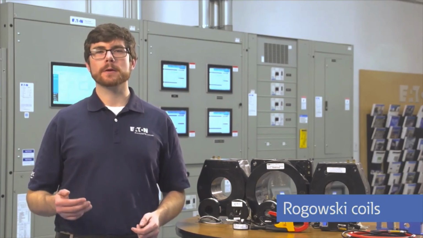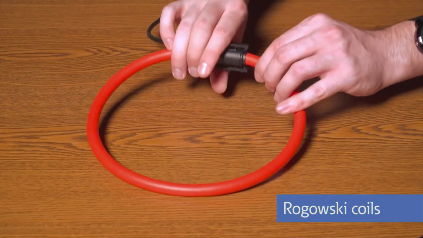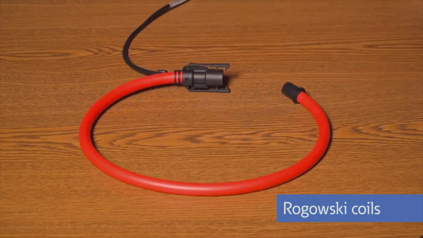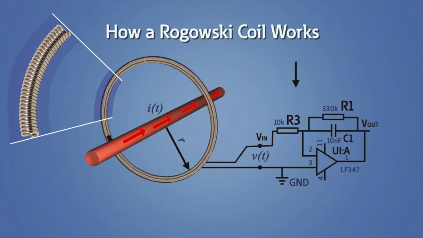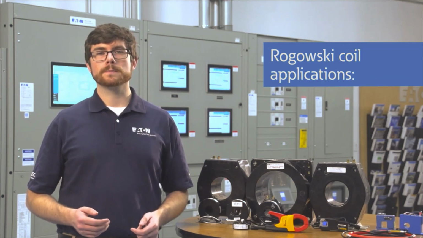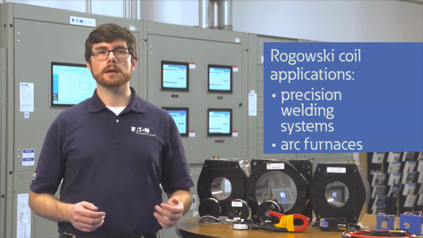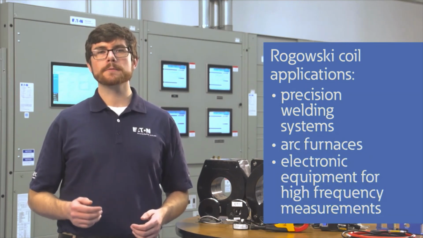Finally, Rogowski coils are an open-loop current transformer using an open-air core with a very low inductance that is capable of measuring very fast transient currents and AC currents. Due to the low inductance, the signals a Rogowski coil generate are very small and require amplification and a DC power supply like a Hall effect sensor. Rogowski coils are used for current monitoring in precision welding systems, arc furnaces, and other electronic equipment where high-frequency measurements are required.